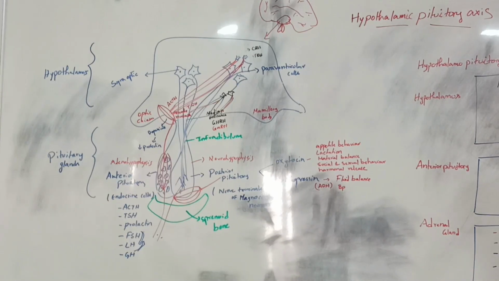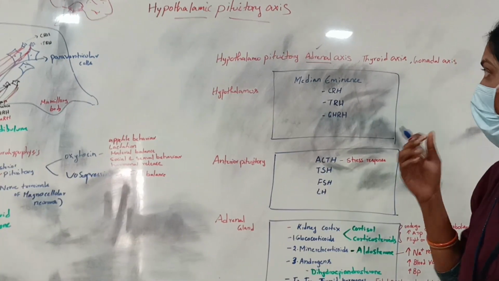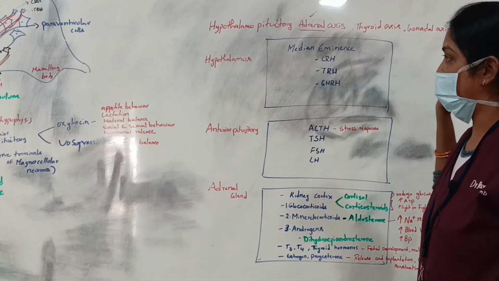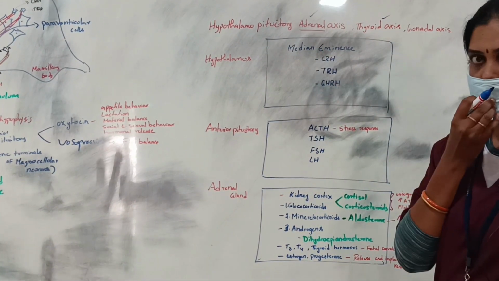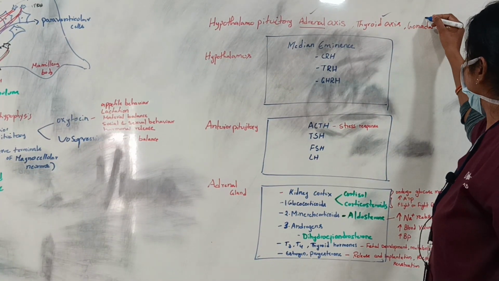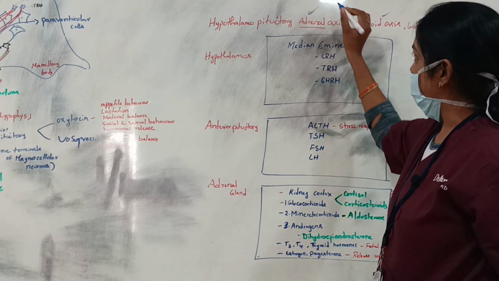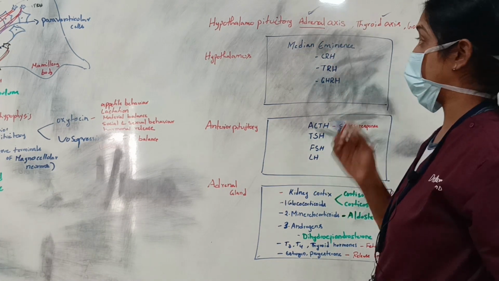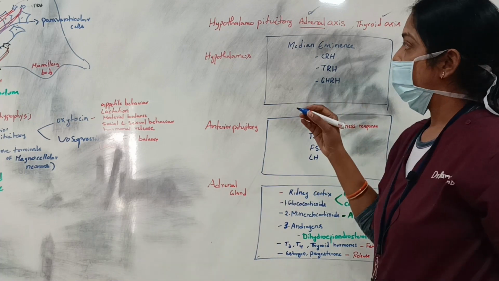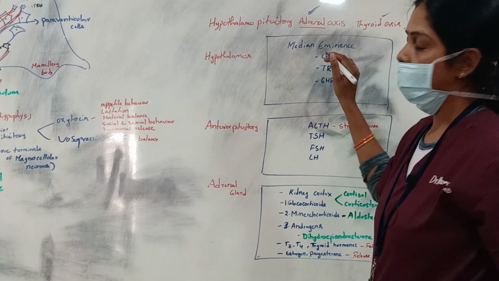Here we have three axes. One is the adrenal axis, the hypothalamo pituitary adrenal axis. One is the thyroid axis. We'll come one by one. And the other one is the gonadal axis. This adrenal axis will come into place when there is stress. This is very important for stress response.